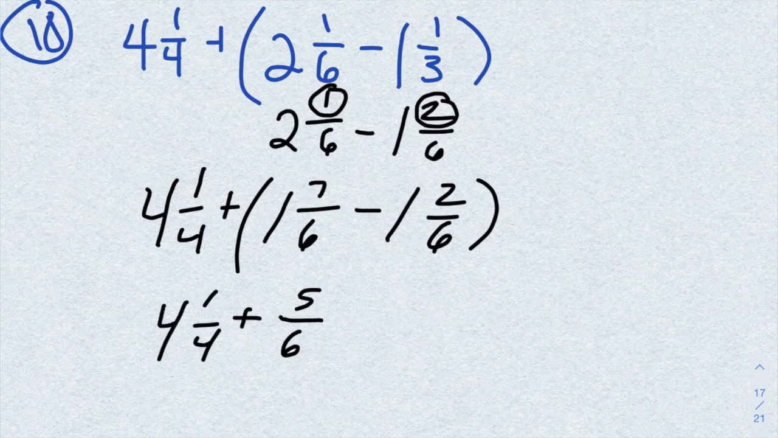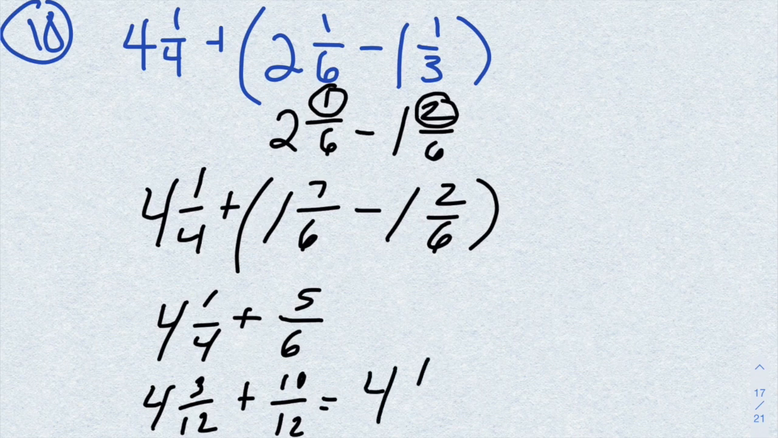I have to have the same denominator, so I'm going to change them both to 12ths. And I get 4 13/12. I need to simplify those, so that gives me 5 1/12.